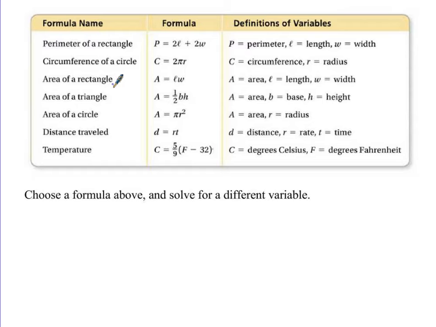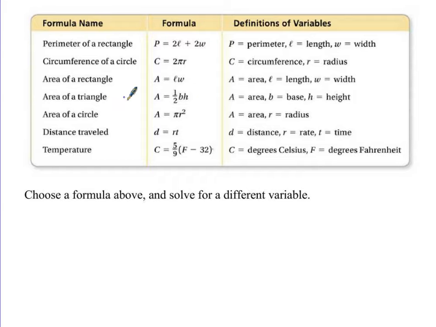Area of a rectangle. Now we are talking about area. Okay? A equals what? Length times width. There's another way you could say that, base times height, or base times width. I've heard all kinds of different ways to say it. But the idea is you multiply the two sides together.